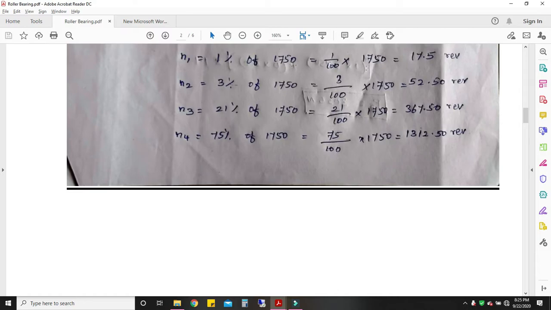Similarly, in the second gear, the speed of the shaft, or the speed of the bearing, will be 52.50 revolutions. In this way we have to find the fractional speed in each gear. Finally, if you sum up all these fractional speeds, you will get the total speed, that is 1750. You can even check it.